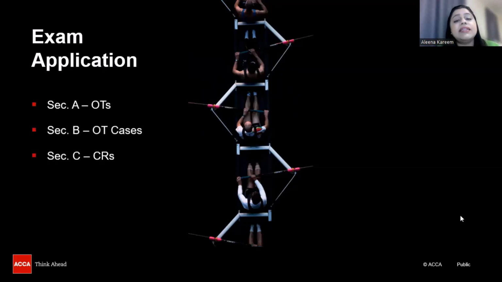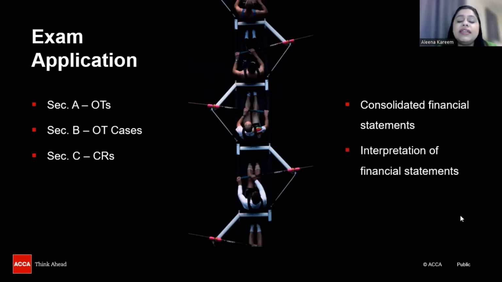And similarly, it can come up in the constructed response questions in section C also, which is in 2 versions. Either it can come up while you're required to make a consolidated financial statement, be it a consolidated statement of financial position or consolidated statement of profit or loss, or it can come up in the interpretation of financial statements also, because in a lot of interpretation questions, consolidation is also tested. So NCI is going to impact over there also.